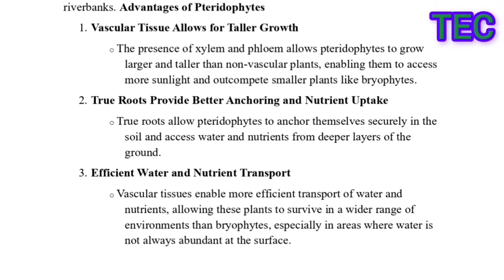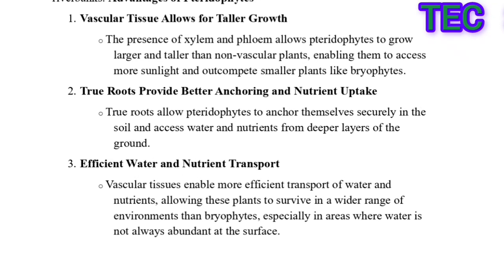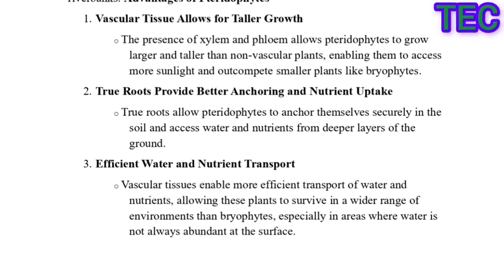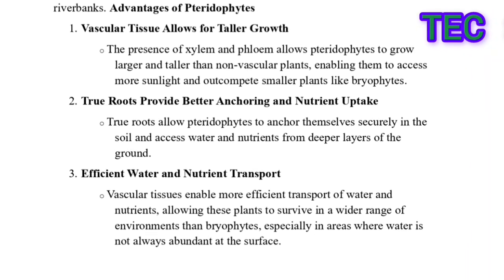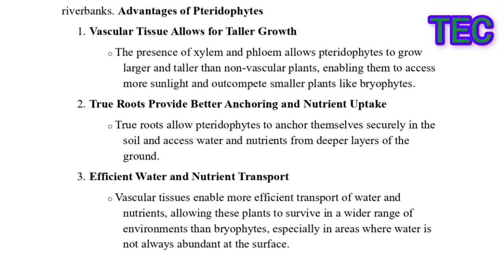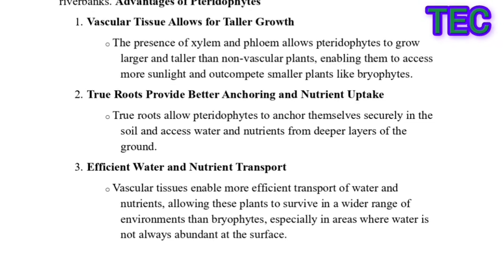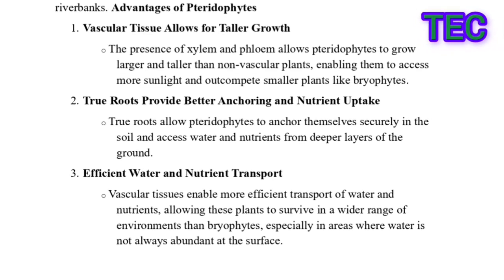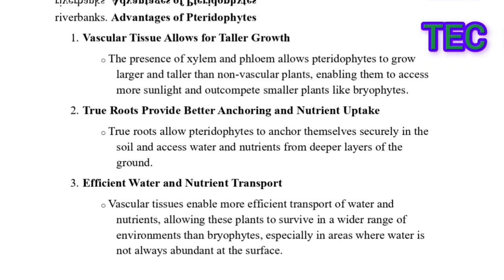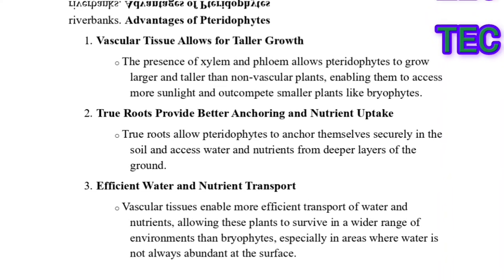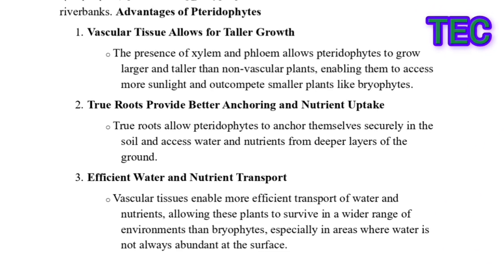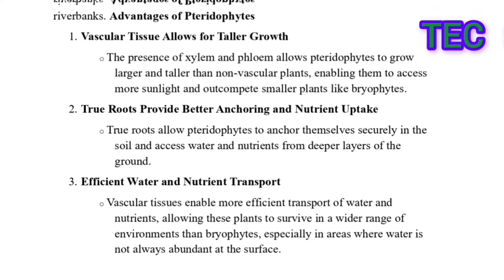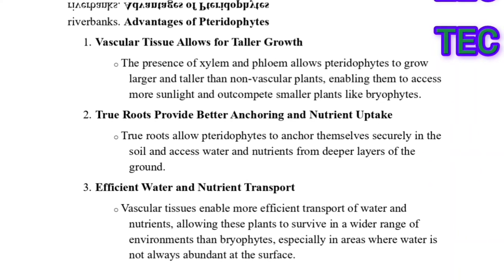Three, efficient water and nutrient transport. The efficiency in transport is because they have vascular tissue. Vascular tissues enable more efficient transport of water and nutrients, allowing these plants to survive in a wider range of environments than bryophytes. So they can survive in a wide range of environments as compared to the bryophytes, especially in areas where water is not always abundant at the surface, such as swampy regions.